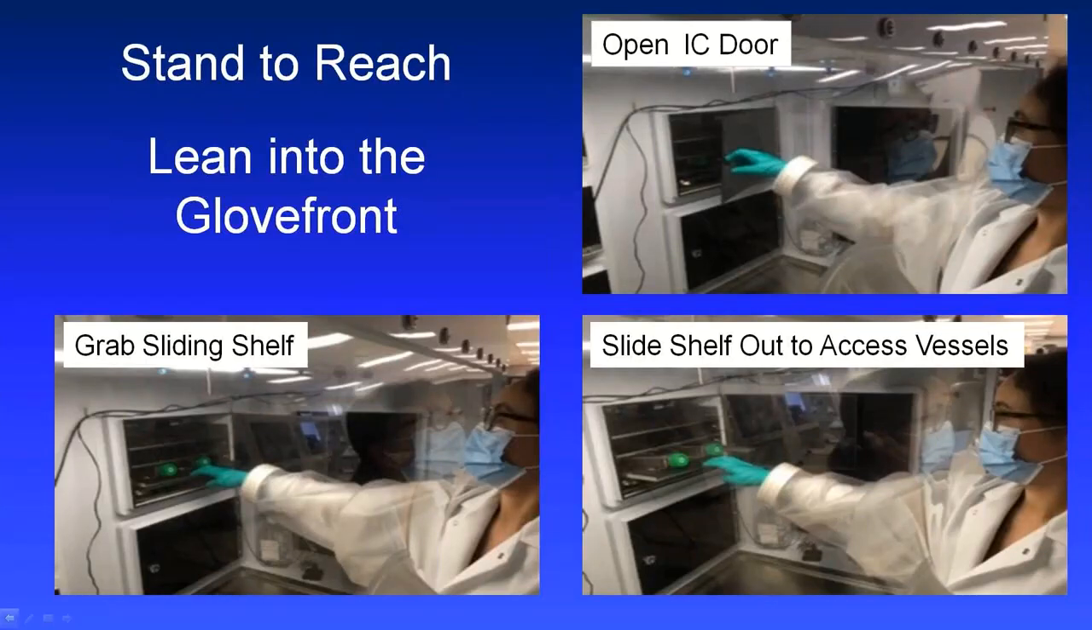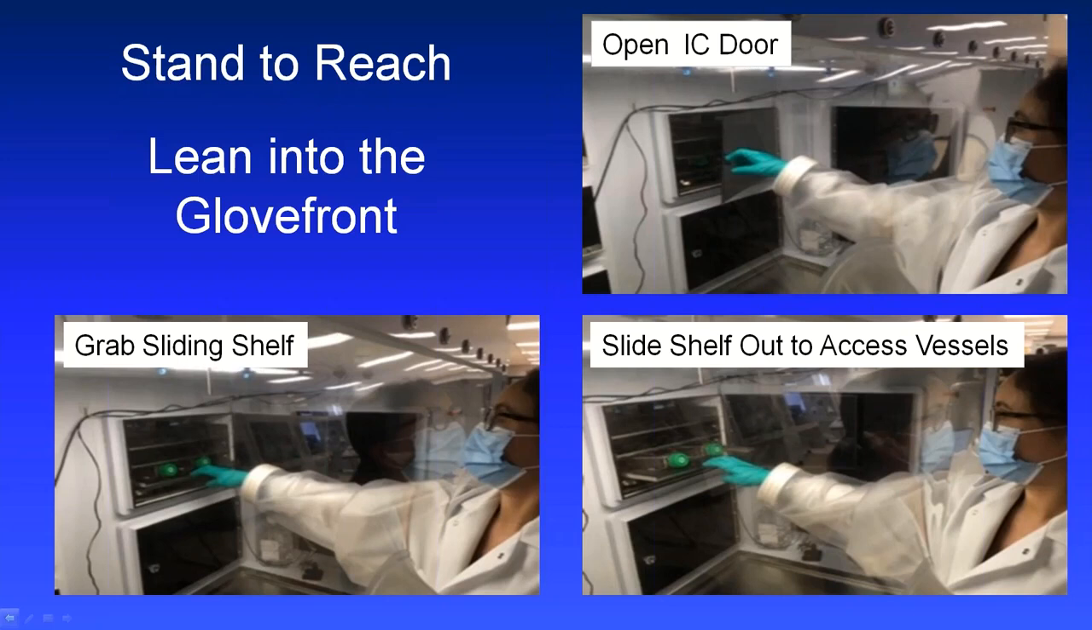And don't be afraid to lean right into that glove front to reach things. It's soft and a little stretchy, but it's quite tough. This particular glove front has been in use daily for almost 8 years now. And here you see Dr. Yan He, who's a small woman, being able to easily open up the incubation chamber door and be able to grab an incubator shelf.